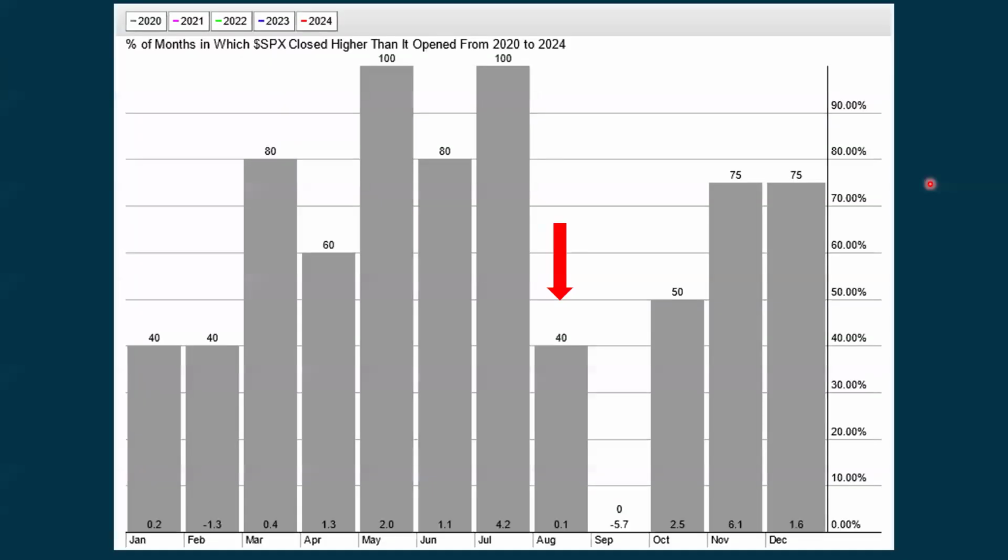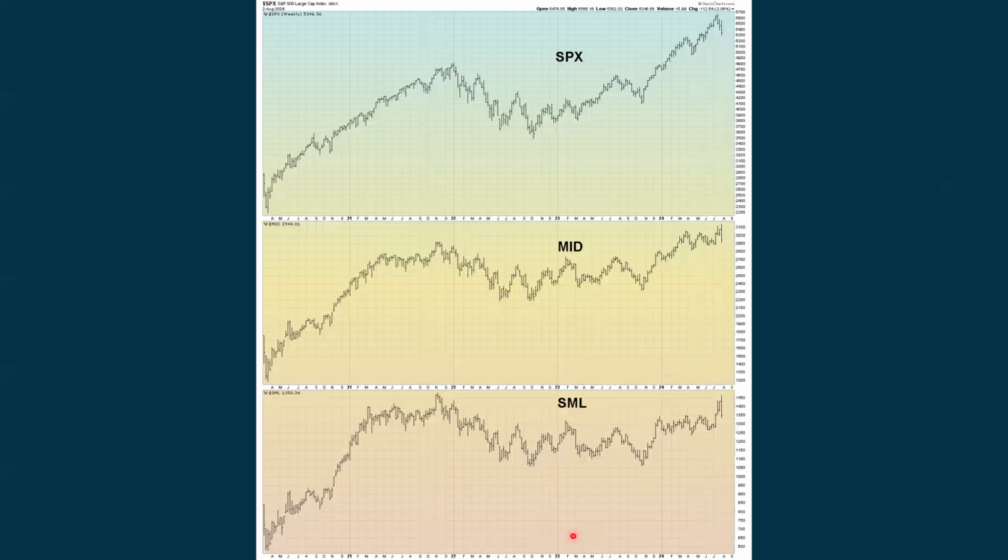Okay, so we are looking a little more negative now that we're into August. We're up 40% of the time from 2020 through so far 2024 with a monstrous 0.1% return. Okay, then looking at just the indexes where we are seeing a pullback with the S&P, we were looking better with the mid caps, but they got hammered this week. We were also looking better with the small caps.